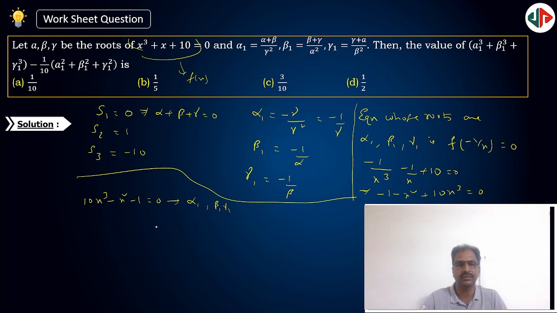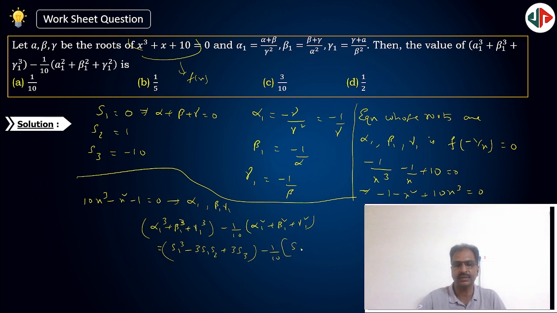From this, what is required for us? Alpha 1 cube plus beta 1 cube plus gamma 1 cube minus 1 by 10 into alpha 1 square plus beta 1 square plus gamma 1 square. The formula for the first is S1 cube minus 3 S1 S2 plus 3 S3, minus 1 by 10 into the formula for this, which is S1 square minus 2 S2.